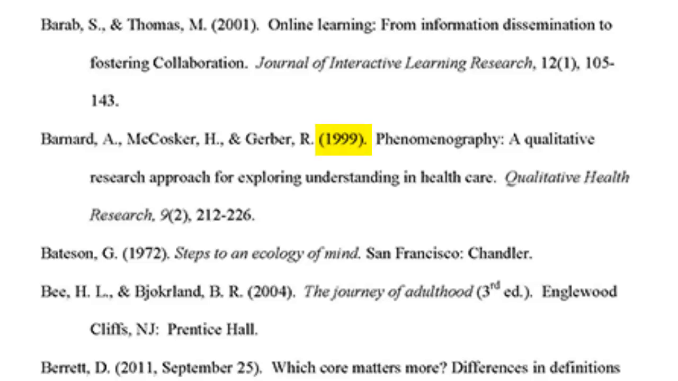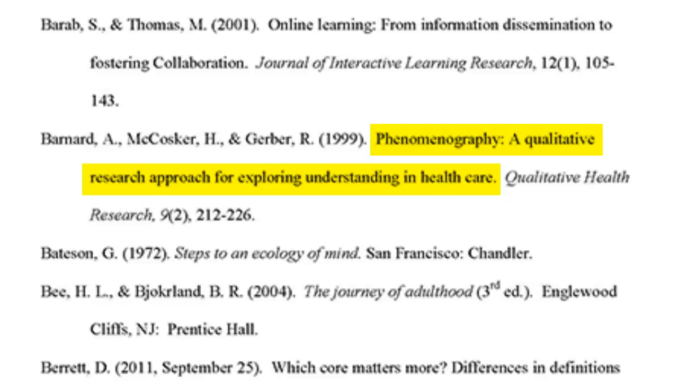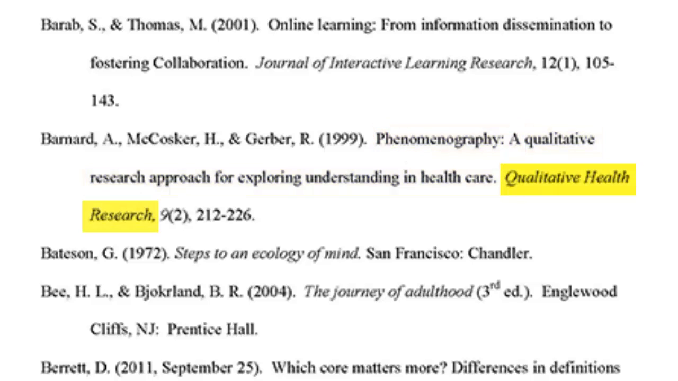Then the year the article was published is placed in parentheses. A period is placed after the closing parenthesis. The title of the article is presented, followed by a period. Only the first word of the article title and the first word after a colon are capitalized. The name of the journal follows in italics. Put a comma after the journal title.